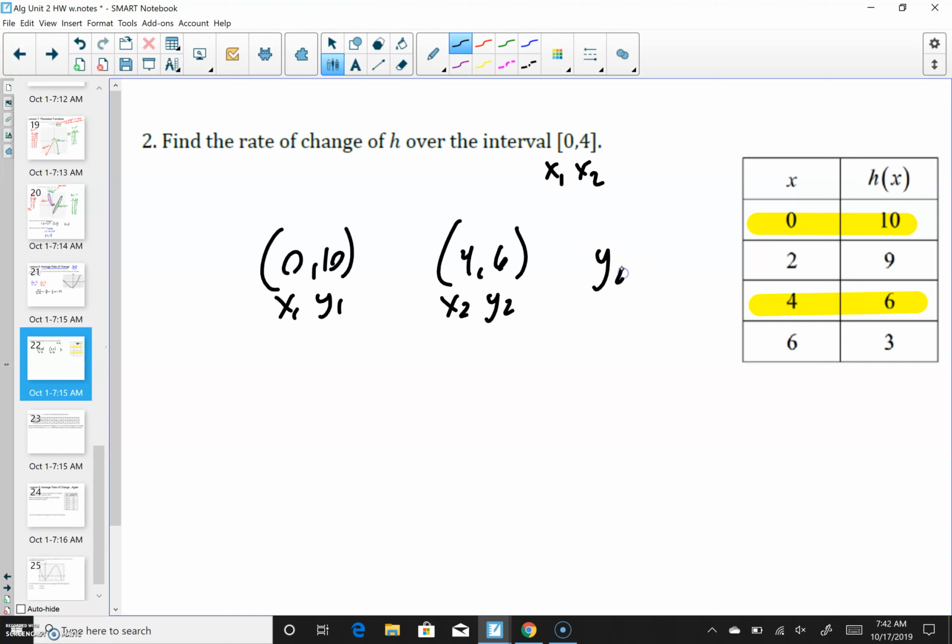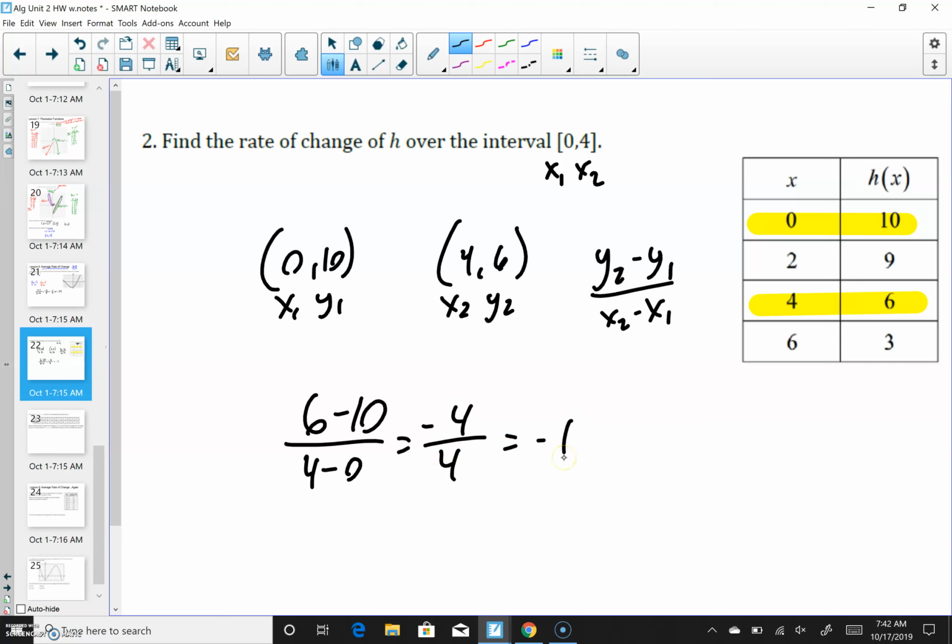So we're going to use our same formula. I'm going to write it a bunch of times to make sure that we really understand. y2 minus y1 over x2 minus x1. So 6 minus 10 over 4 minus 0 gives us -4 over 4, which gives us an average rate of change of -1.